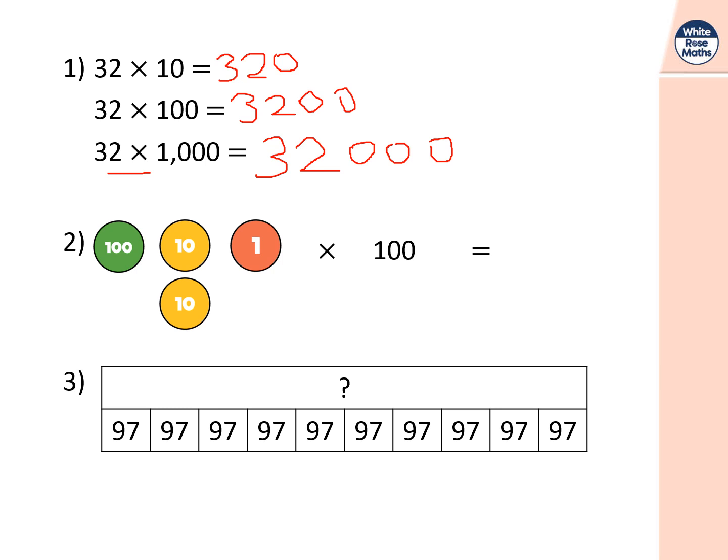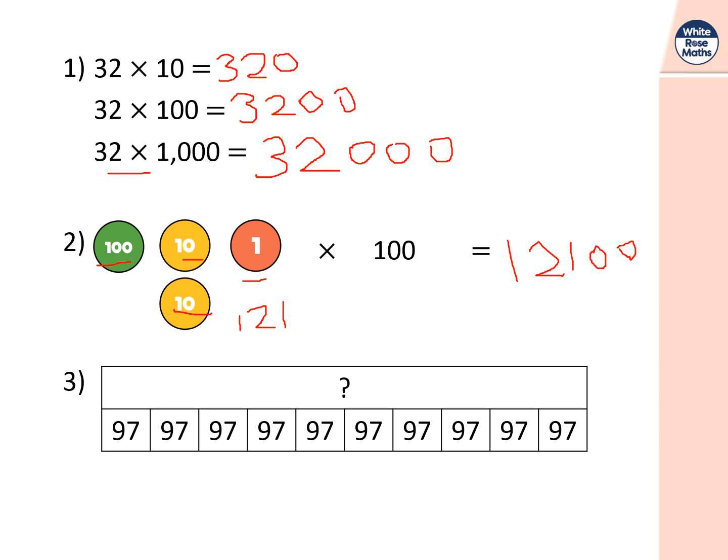Question number 2, 100 plus 10 plus 10 plus 1 times 100. Well, 100 plus 10 is 110, 120. So it's 121 times 100, which goes to 12,100, guys.